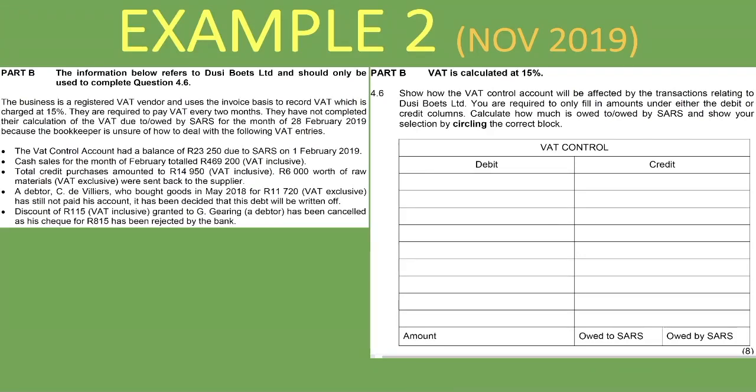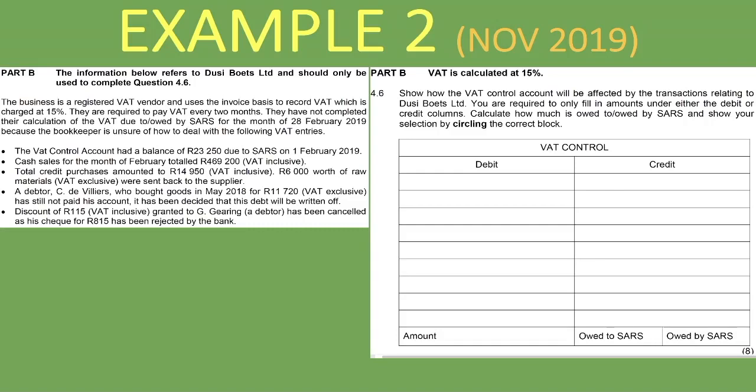They have not completed their calculation of the VAT due to or owed by SARS for the month of 28 February 2019, because the bookkeeper is unsure of how to deal with the following VAT entries. And here you can see from the answer book, we are asked to show how the VAT control account will be affected by the transactions relating to the company. You are required to only fill in amounts under either the debit or credit columns. Calculate how much is owed to or owed by SARS and show your selection by circling the correct block.